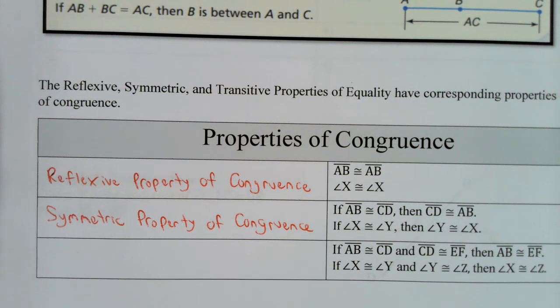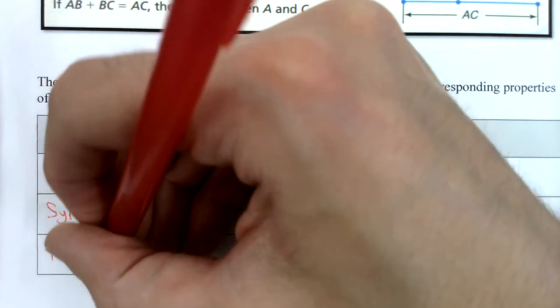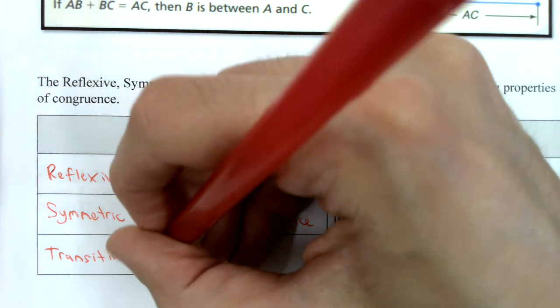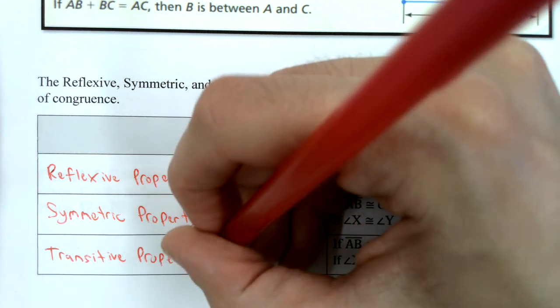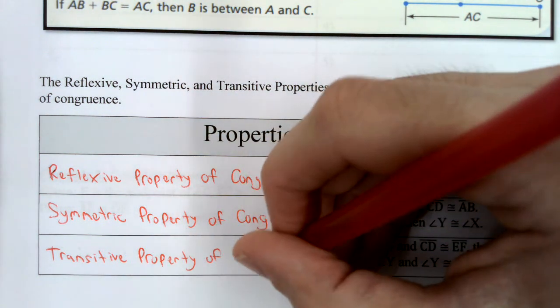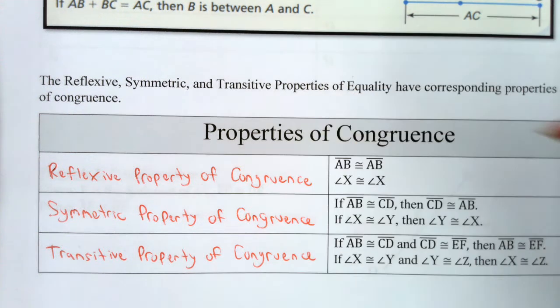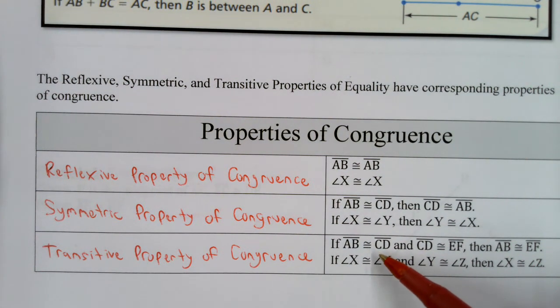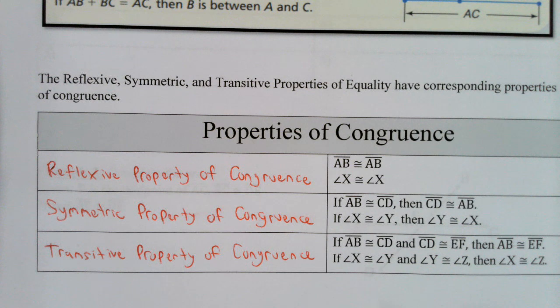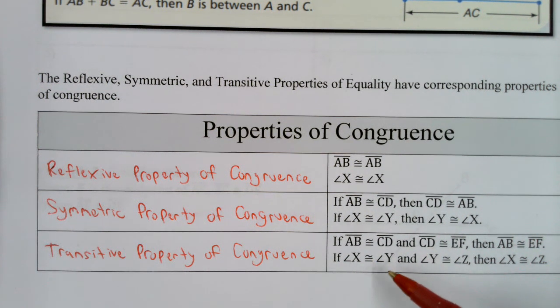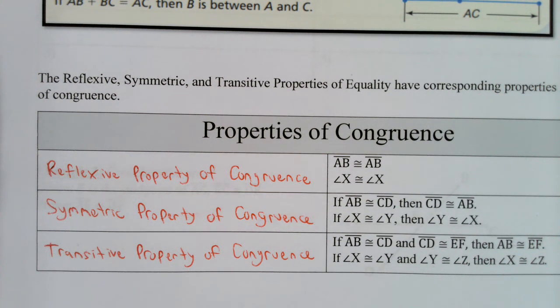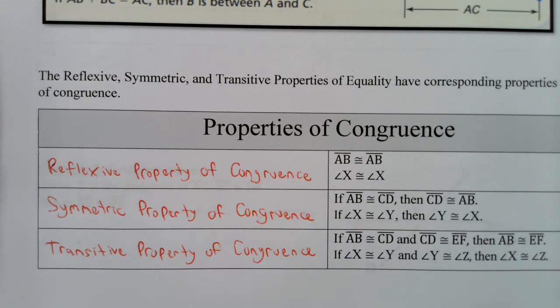And the last one, transitive property of congruence. Again, not equality, but dealing with congruence. I haven't formally given you these, so that's why I'm having you write them now. If segment AB is congruent to segment CD, and segment CD is congruent to EF, then AB is congruent to EF. Same thing for angles. If angle X is congruent to angle Y and angle Y is congruent to angle Z, then angle X is congruent to angle Z. Has to be in that order, though.